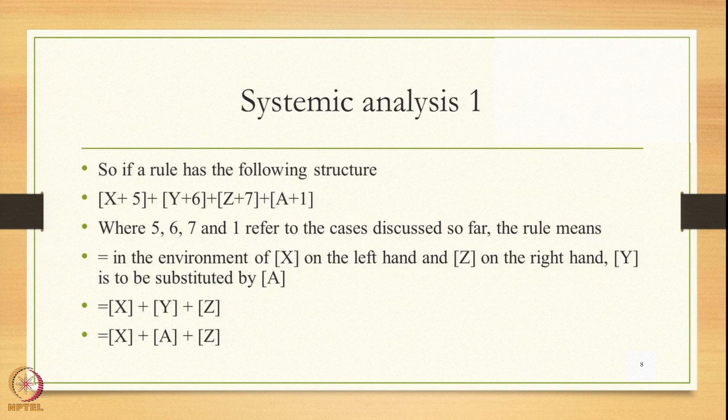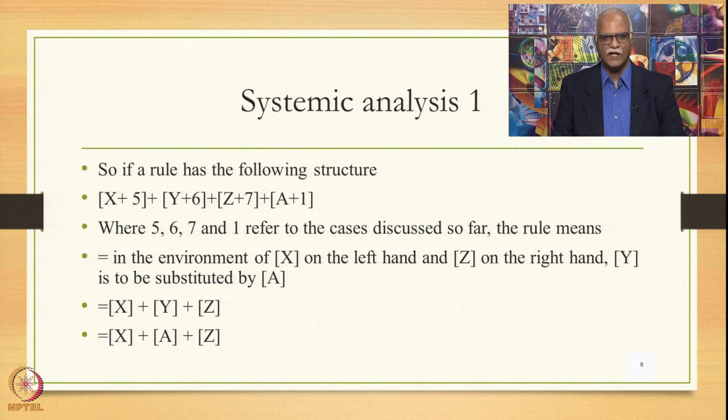Let us now look at the systemic analysis of the meaning of these cases. So if a rule has the following structure, namely x plus 5 plus y plus 6 plus z plus 7 plus a plus 1, where 5, 6, 7 and 1 refer to the cases discussed so far, the rule would then mean in the environment of x on the left hand side and z on the right hand side, y is to be substituted by a. And I repeat, in the environment of x on the left hand side and z on the right hand side, y is to be substituted by a. This can be shown in the form of an equation in the following way.